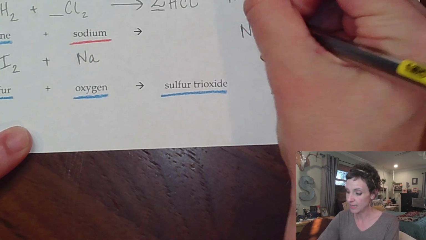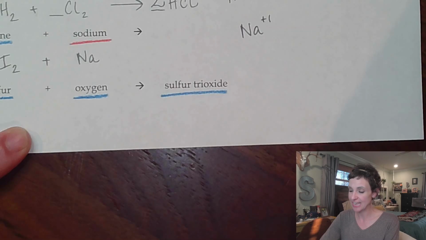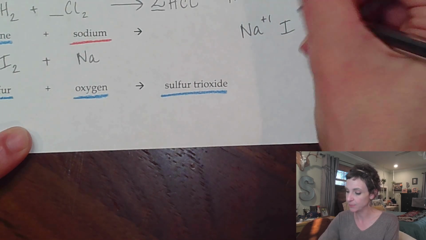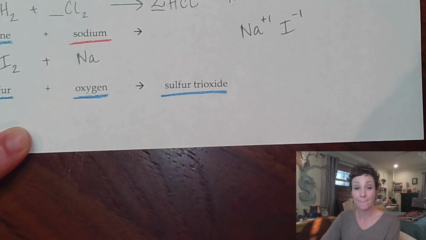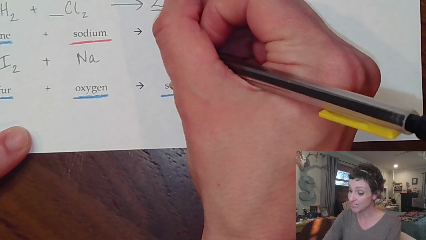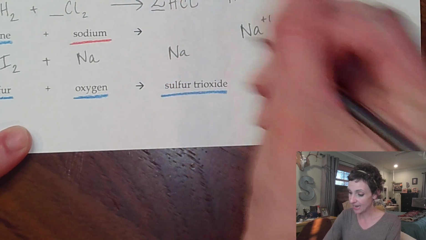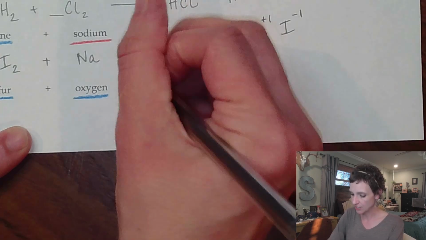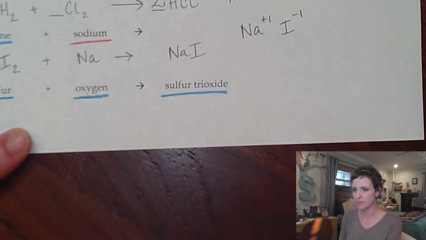And so for the formula, we figure out what charges they have to each other. Sodium is a +1, iodine is a -1, which means my formula for sodium iodide is NaI. A 1-to-1 ratio. I didn't even draw my arrow. Oh my goodness, what is going on?